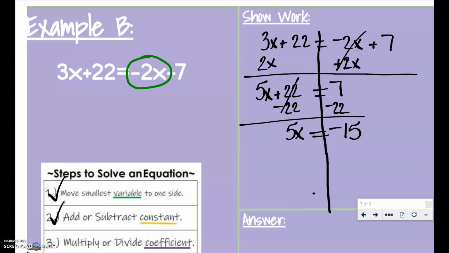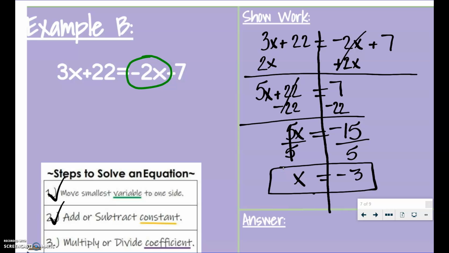Now I need to multiply or divide by my coefficient. My coefficient is multiplying, so the opposite is to divide. So I'm going to divide by 5 on both sides. This cancels and leaves me with x. X is equal to negative 3.